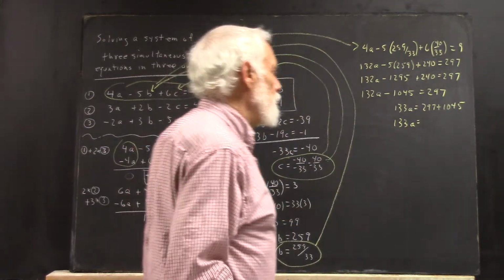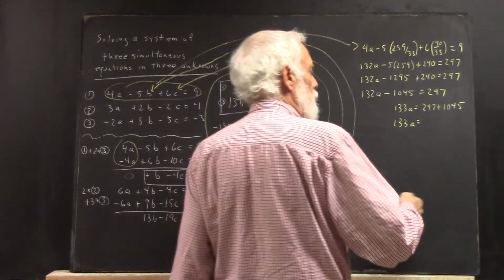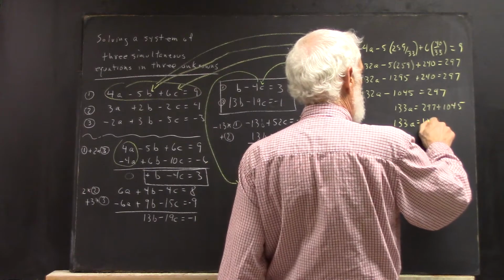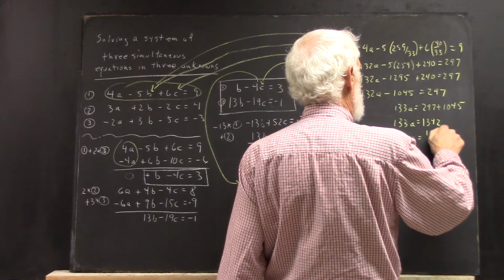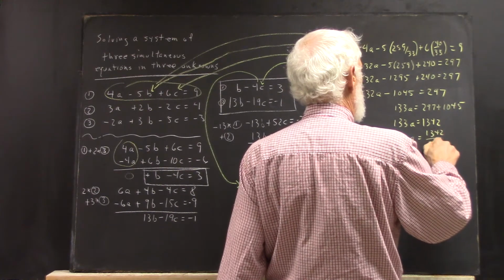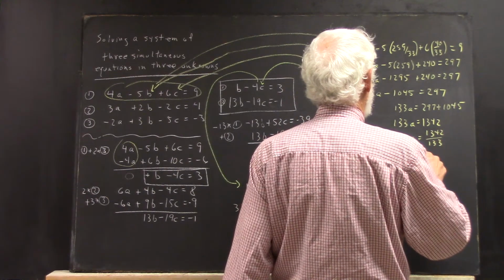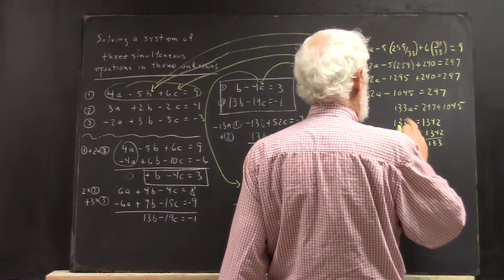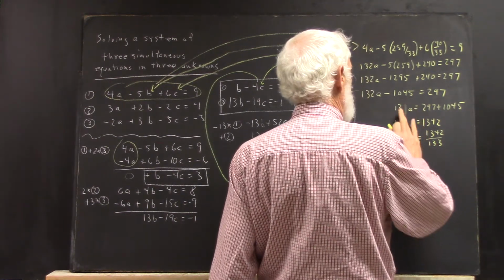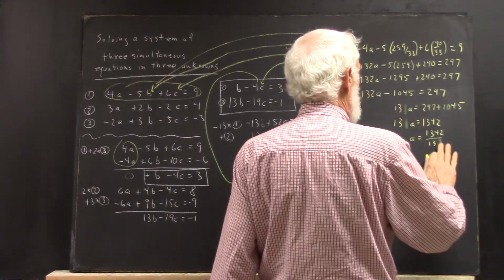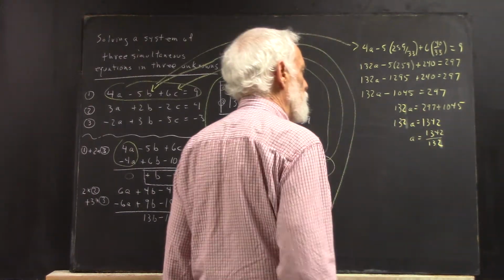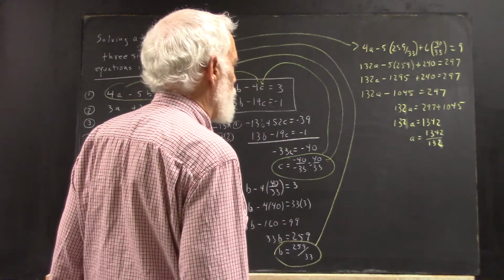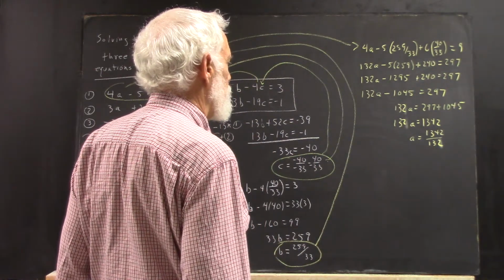133A, that's going to be 1,342. So that A is 1,342 over 132. Where did I get 133? I started writing that here about the time I said I hope I don't make a mistake. Okay? Well, there we have the solution.